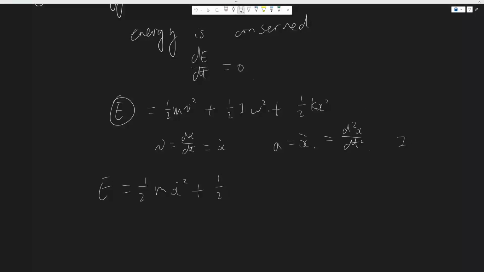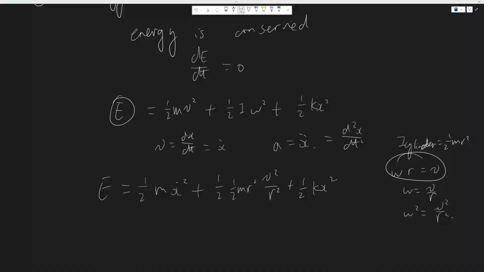We know that E equals half m x dot squared plus half I omega squared. Well, what's I? In this question, it is a solid cylinder. So I for a cylinder, we know that it's half mr squared. And we know omega times r equals v, because this is the no slip condition, otherwise the cylinder would slip. And so omega equals v over r, and omega squared equals v squared over r squared. And so we can write half times half mr squared times v squared over r squared plus half kx squared. And then we get E equals half m x dot squared plus a quarter. This cancels out. And then let's write v as x dot again. So a quarter m x dot squared plus half kx squared.